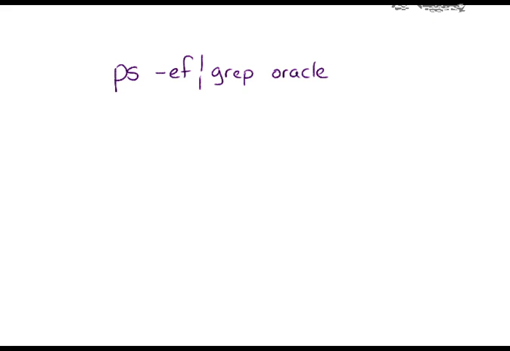Now, if you're on Unix or Linux, then issuing ps -ef, pipe that to grep oracle, is going to list all of the processes that are owned by Oracle. So you're going to see multiple processes. You'll see one for SMON, PMON, log writer, database writer, and so on.